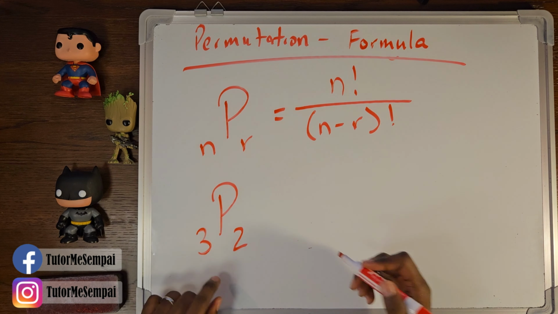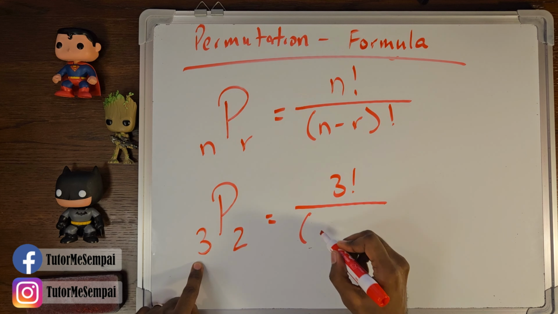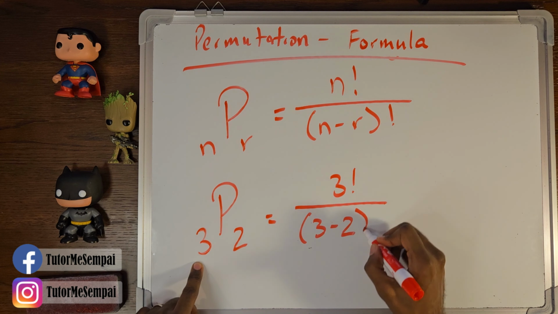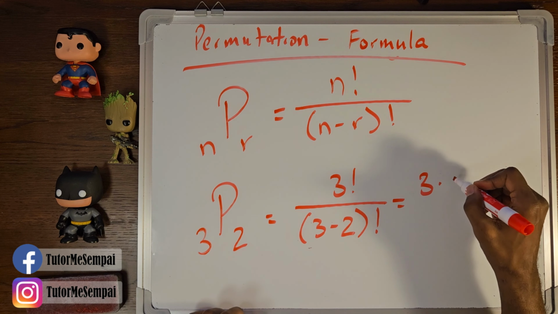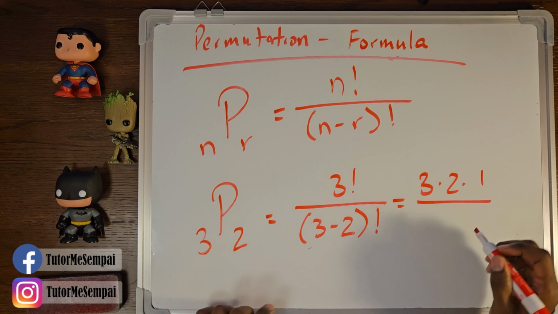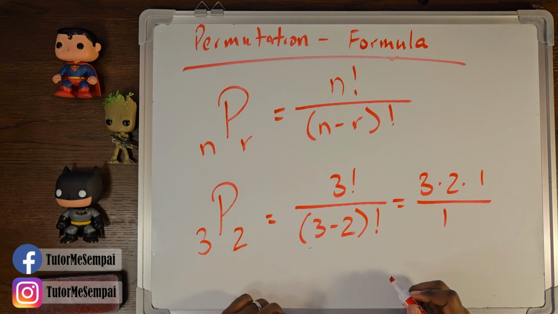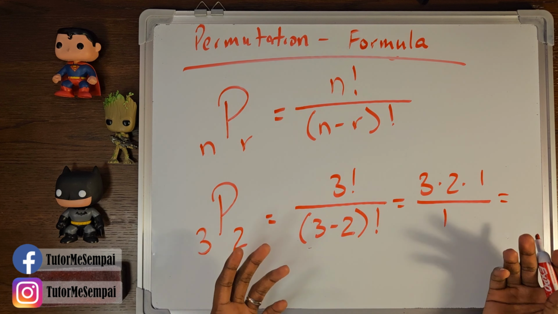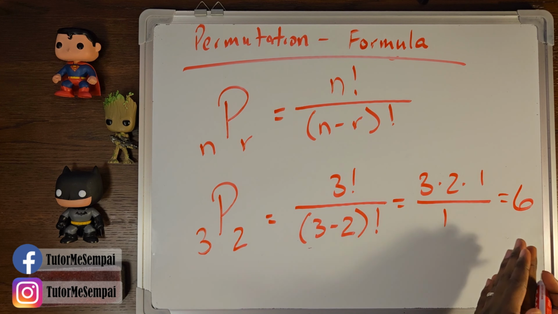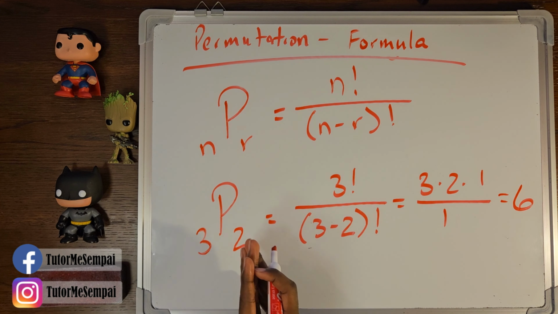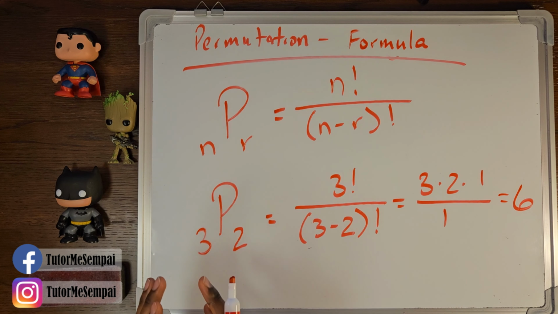So if we were to plug in our numbers, we would get something like this. 3 factorial over 3 minus 2 closed parentheses factorial. And if we were to simplify this, we would get 3 times 2 times 1 over, what's 3 minus 2? 1. 1 factorial is just going to be 1. Now what is 3 times 2 times 1 divided by 1 going to be? Well, that's going to be 6. And we see that that's the same exact number we found with our visual that we just looked at. We had 6 different ways of arranging 2 out of our total 3 items.